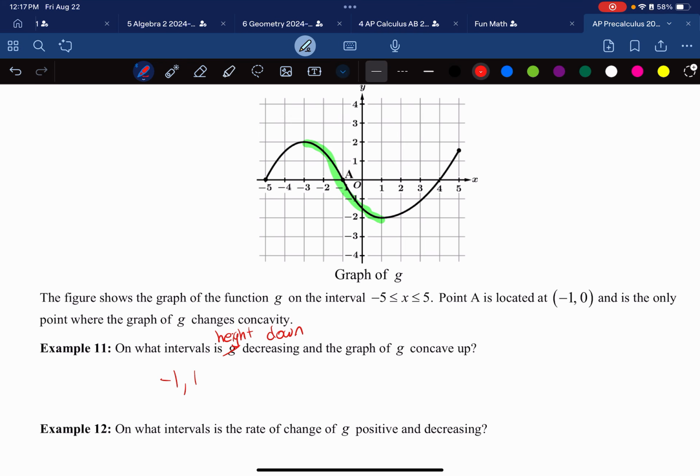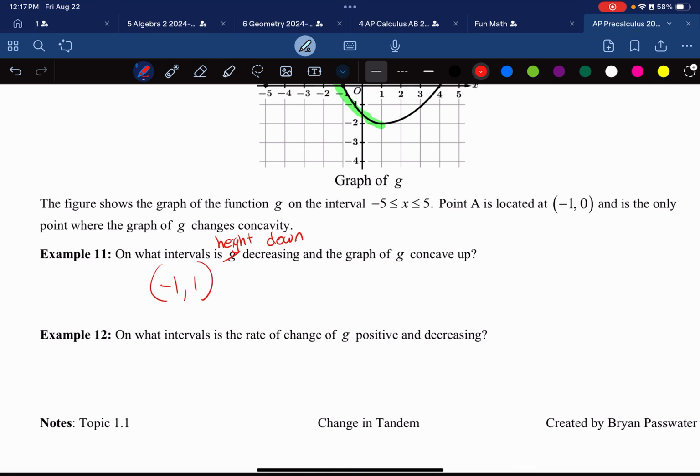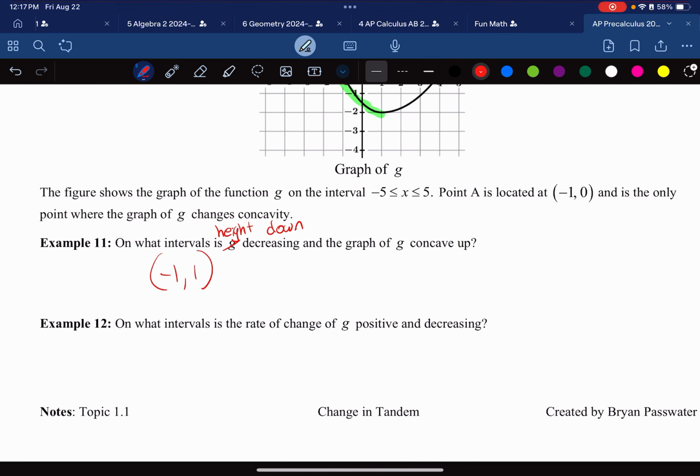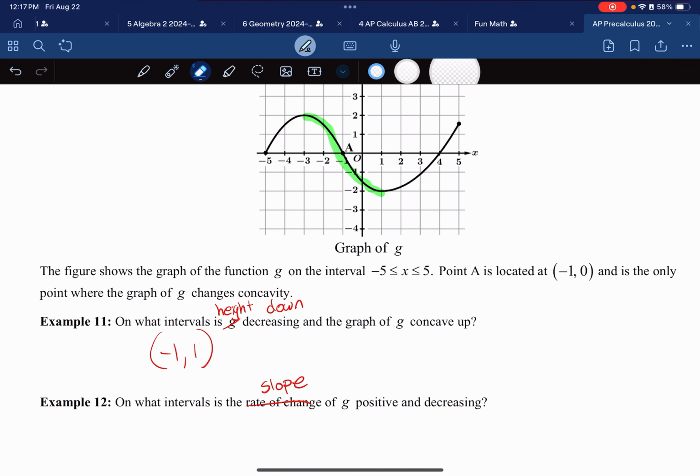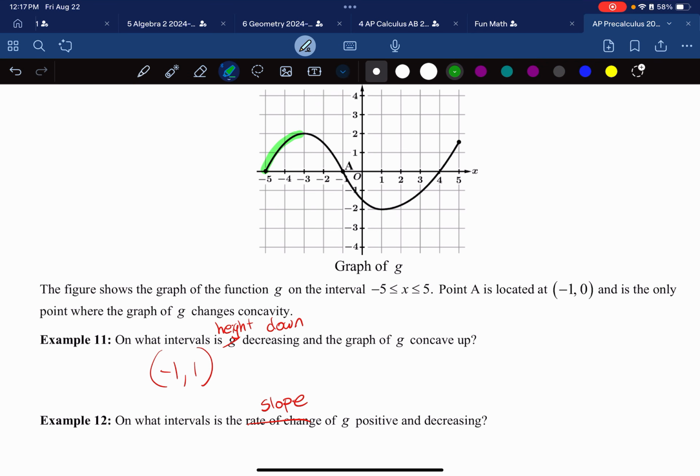Between -1 and 1. And then finally, I need the rate of change. Ooh, I see the words rate of change. I cross it off and change the word to slope. Where is the slope positive? Okay, I'm going to do that first. I'm going to do this decreasing in a sec. Where's the slope positive? So let me go ahead and erase this. Where is the slope positive? I will re-highlight. The slope is positive there, and the slope is positive there. The slope is positive whenever this slope can be drawn positive.